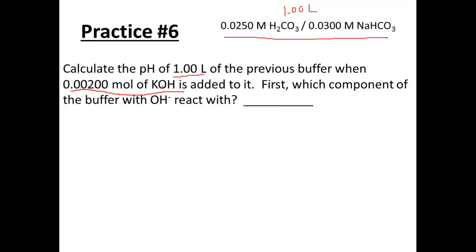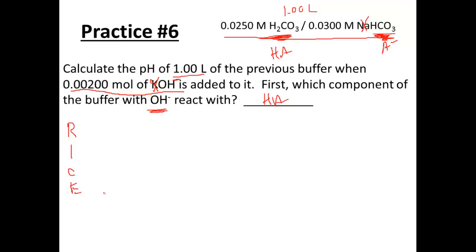Basically, potassium hydroxide here, get rid of the potassium. This is a strong base, so you're adding hydroxide. Who is the hydroxide going to react with? Does it react with the carbonic acid, or does it react with the conjugate base? Does hydroxide react with the acid component or the base component? The answer is hydroxide is a base, so it reacts with the acid component. We'll call this HA, and this is A minus. So let's first of all start out writing the reaction here. We're going to do a little RICE table.